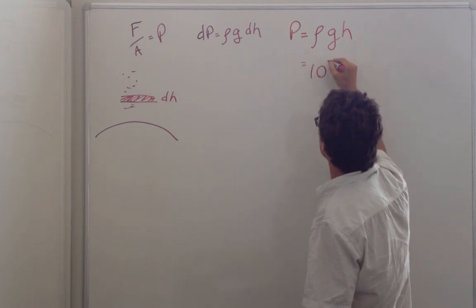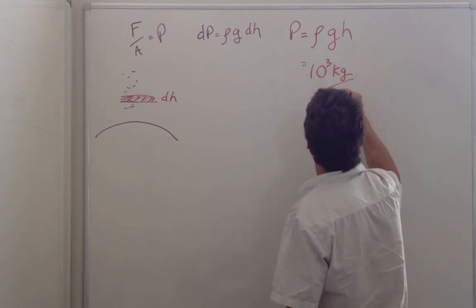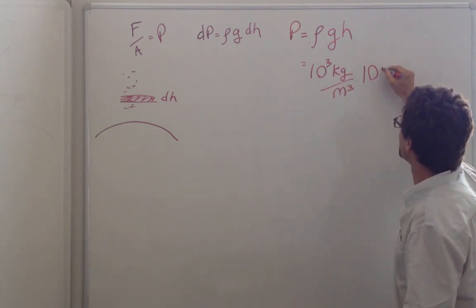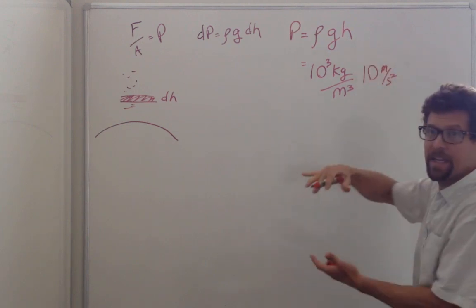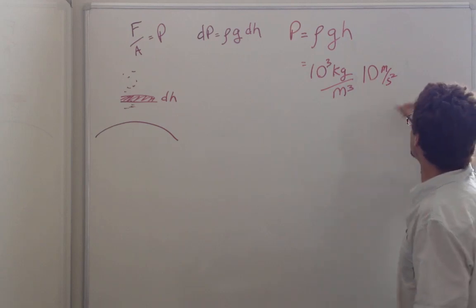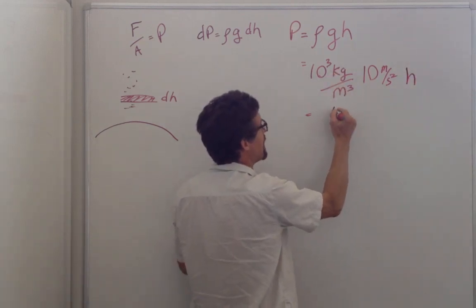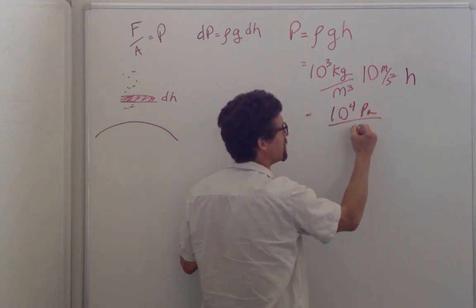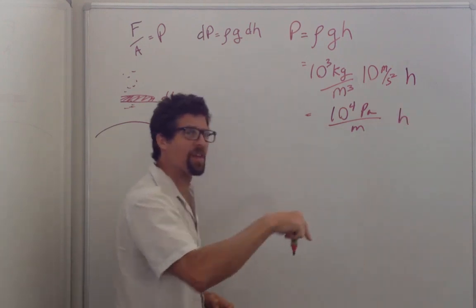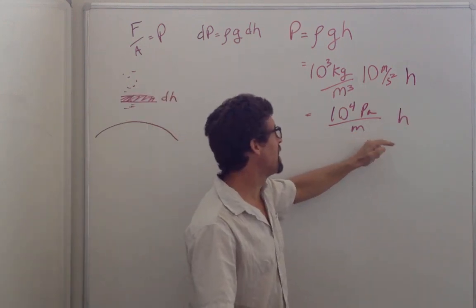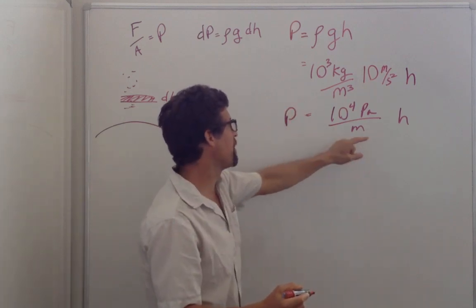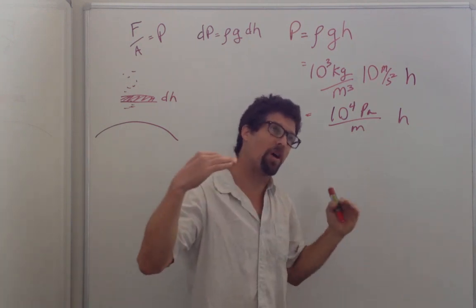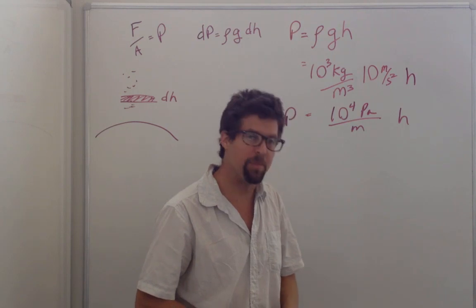And so rho is 10 to the third kilograms, or a ton, per cubic meter. g, gravitational acceleration, is 10 meters per second squared, and height is whatever the depth is that you go down to. And this winds up being 10 to the fourth Pascal, or newtons per meter squared, per meter, times the depth that you go down. If you go down 10 meters, that gives you a pressure of 10 to the fifth Pascal, or 1 atmosphere. So if you want to double the pressure on you, you just go down 10 meters in water.